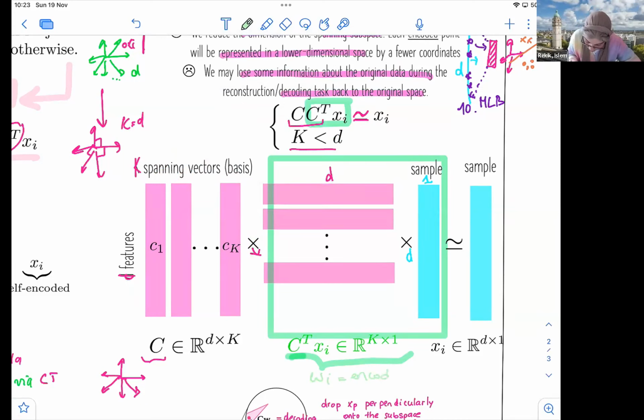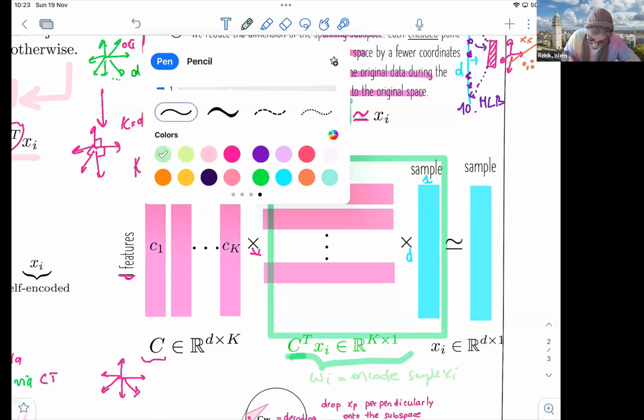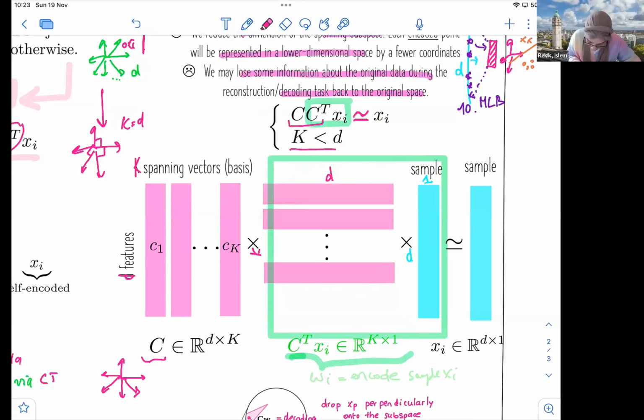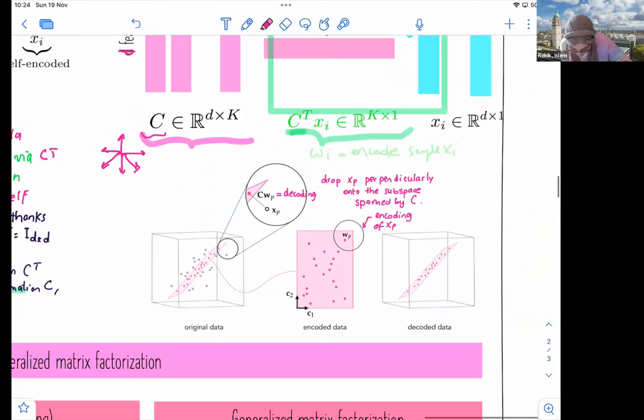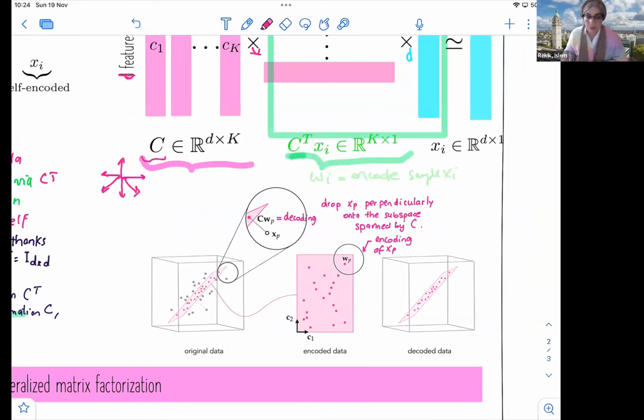So first we encode sample Xi into the new space using C transpose. And then after we encode it, what do we do? We simply decode it using C. So C times Wi is the decoding, as I mentioned earlier. So let's see the loss of information. You can see it clearly here. It's a beautiful illustration from the Machine Learning Refined textbook by Jeremy Watt. This textbook is priceless. It has a lot of nice illustrations.